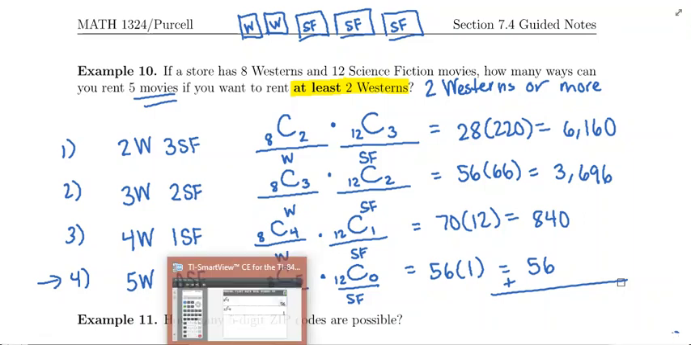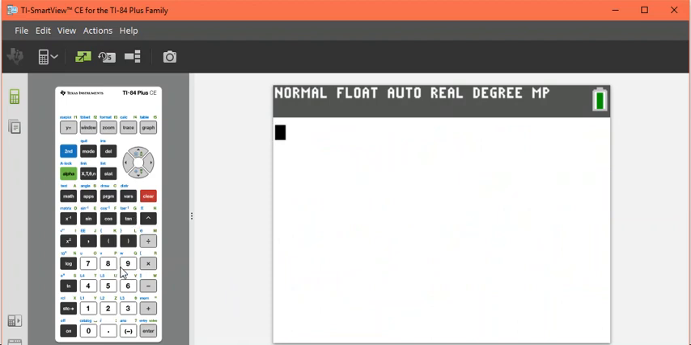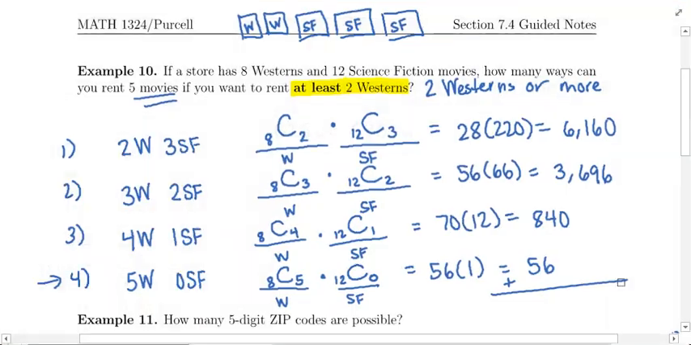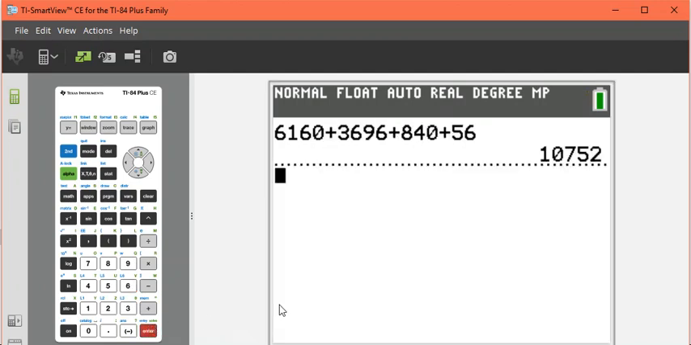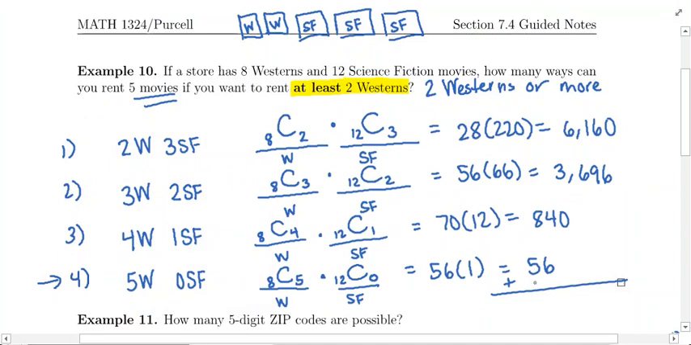So this is going to be 6,160 plus 3,696 plus 840 plus 56. This is the number of ways you can do this. So there's 10,752 ways to rent 5 movies if you want at least 2 Westerns.